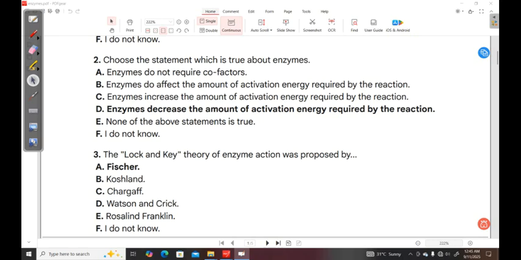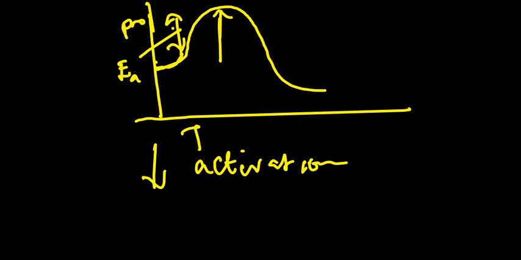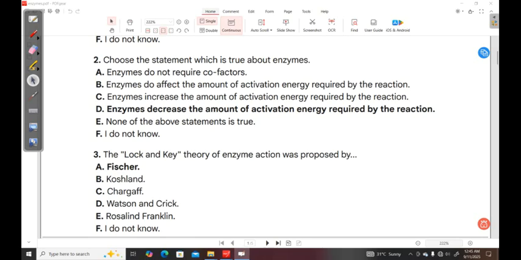So what happens is that enzymes decrease the amount of activation energy. For instance, this is the activation energy, right? An enzyme will decrease that activation energy in such a way that this chemical reaction would take place faster than it's actually supposed to, because the amount of energy required to start it has been decreased. Therefore, that's how enzyme-catalyzed reactions are able to take place faster.